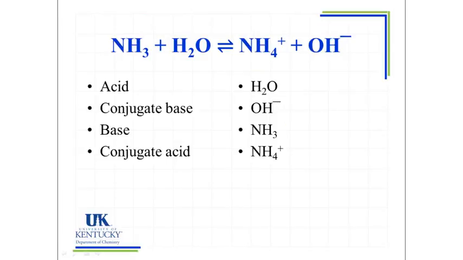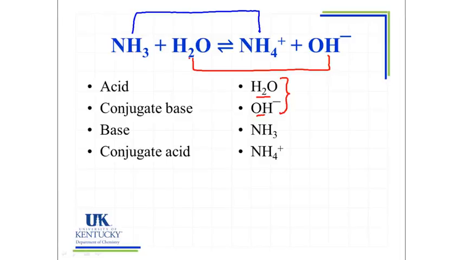We can look at another reaction such as NH3 ammonia plus water in equilibrium with ammonium ion plus hydroxide ion. We can do the same thing that we did on the previous example. We want to identify the pairs. So I have NH3 and NH4 plus, and I have H2O and OH minus. When I look at water in this example, I see that water is donating a proton and becoming OH minus. Therefore, H2O is acting as an acid in this case. OH minus is willing to accept a proton, so it's acting as a base. And together, H2O and OH minus make a conjugate acid-base pair.